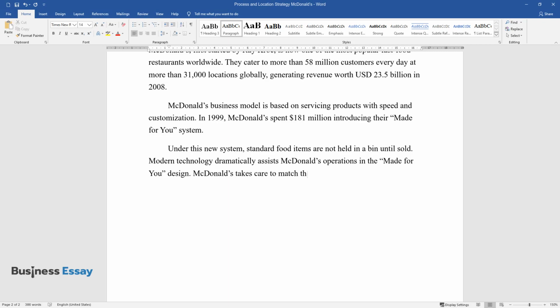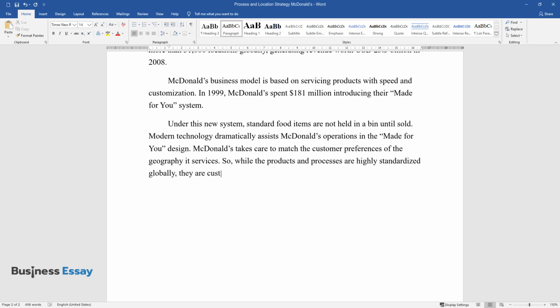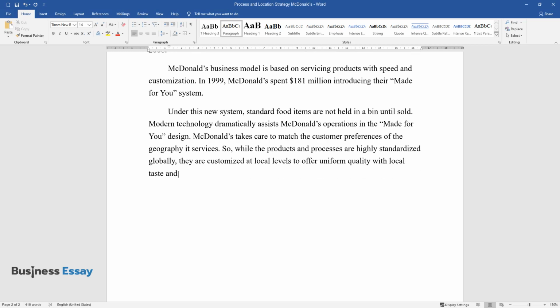McDonald's takes care to match the customer preferences of the geography it services. So, while the products and processes are highly standardized globally, they are customized at local levels to offer uniform quality with local taste and delicacy. This explains steps like introducing beefless burgers in a country like India.